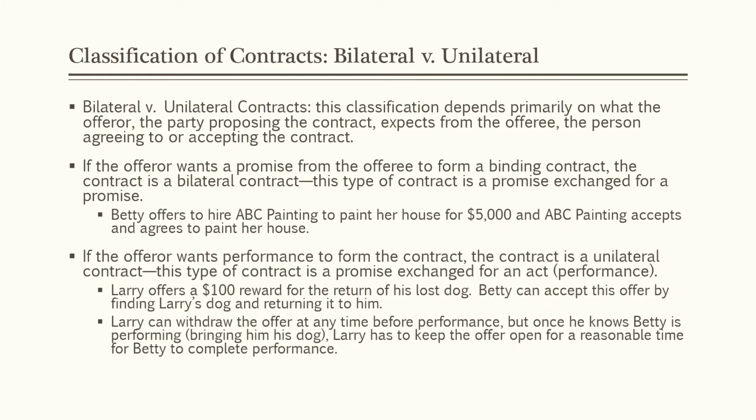On the other hand, there are unilateral contracts, and this is when the offeror wants performance to form the contract, and the contract is then called unilateral. This is a type of contract where the promise is exchanged for an act, which is performance. An example of this is Larry offers a $100 reward for the return of his lost dog. He posts it on a post and anyone and everyone can see it. Betty can accept this offer by finding Larry's dog and returning it to him. So the performance, the act of returning the dog safely, is the acceptance. That is, it doesn't require a promise, just the action.